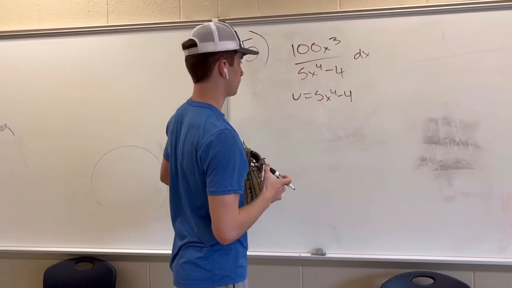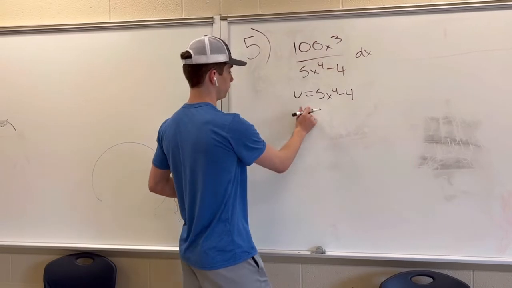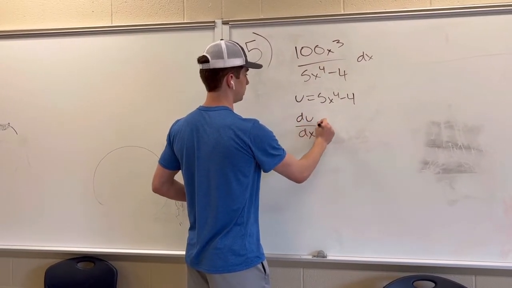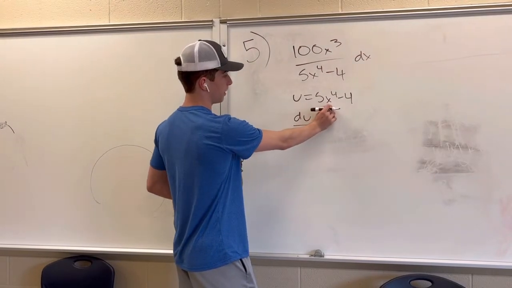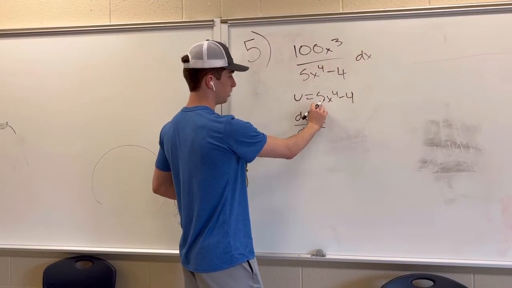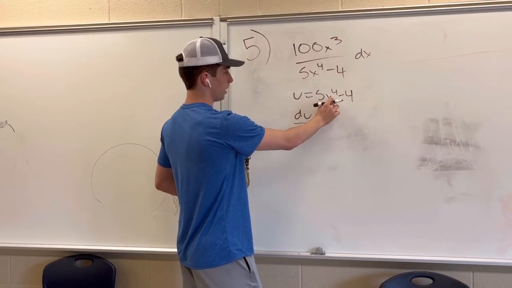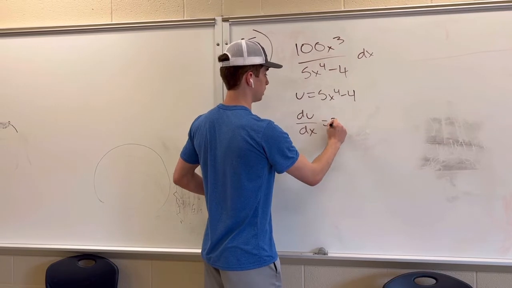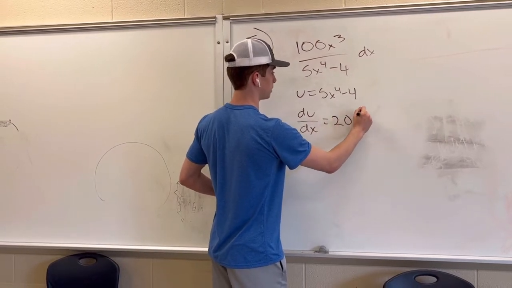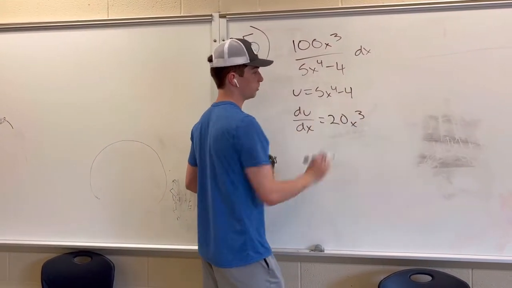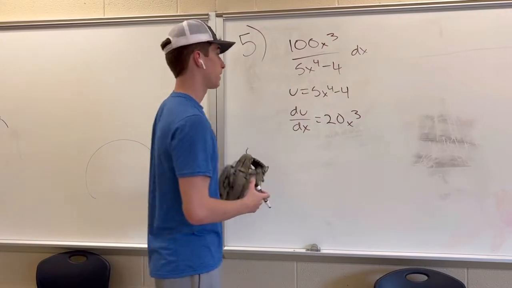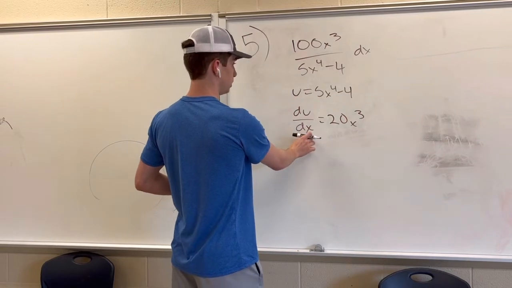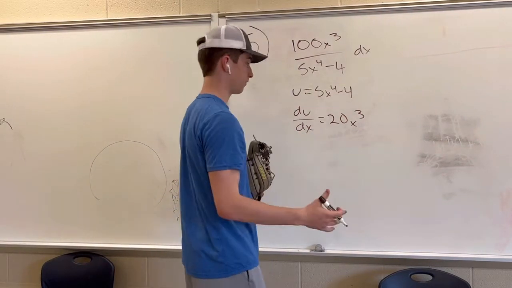And then our next step is going to be finding the derivative of u. So du over dx is equal to, and to find the derivative, you multiply the coefficient by the exponent and then subtract the exponent minus 1. So it's going to be 20x to the power of 3, and then that's just going to be 0 since it doesn't have an exponent. And then once you find the du over dx, you then have to find the dx.